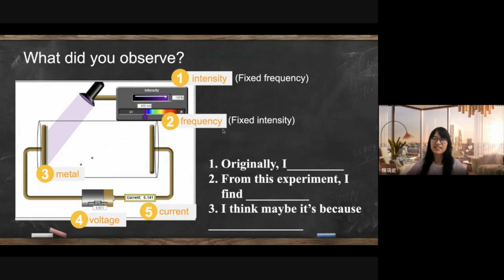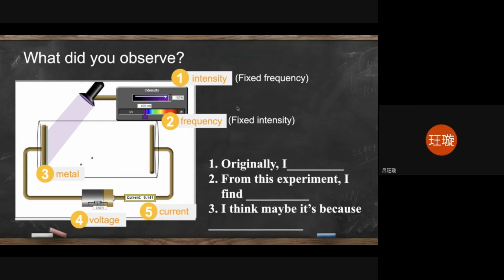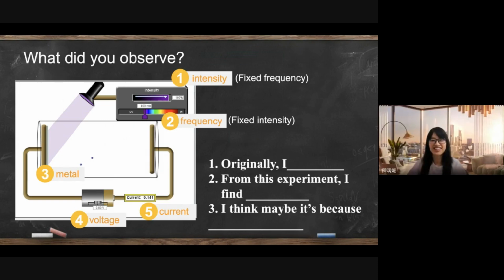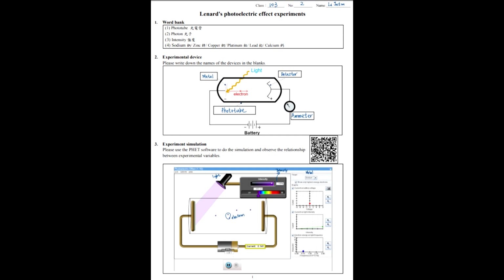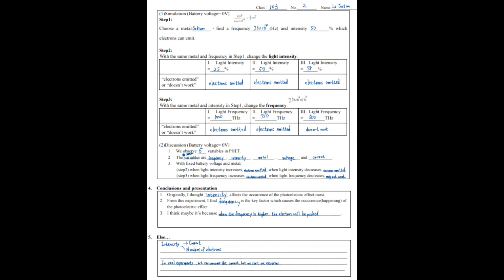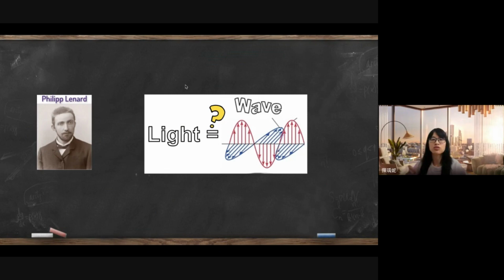Excellent, good finding. Any idea why this happened? I don't know, but I think maybe it's because the higher frequency can make the electron get high and it can pop out. Very interesting concept. You will get the answer in the following lecture. Okay, very well. We found that whether light can make electrons emit to generate the photoelectric effect is closely related to frequency, but not only intensity.